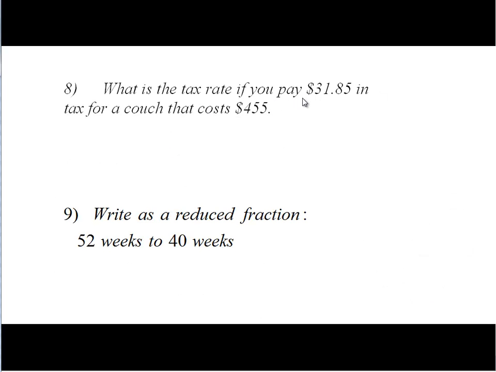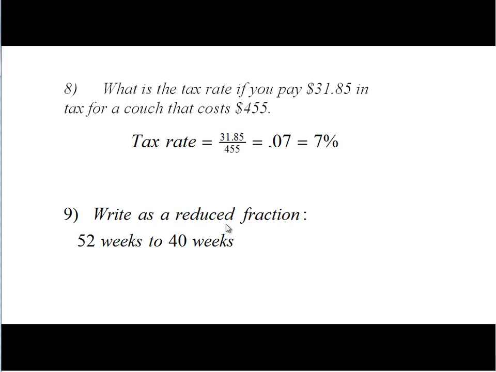What's the tax rate if you pay $31.85 in tax for a couch that costs $455? Well, your tax rate is $31.85. That's your tax per $455, which is, type in your calculator, 0.07. If you want to turn that into percent, it's 7%.